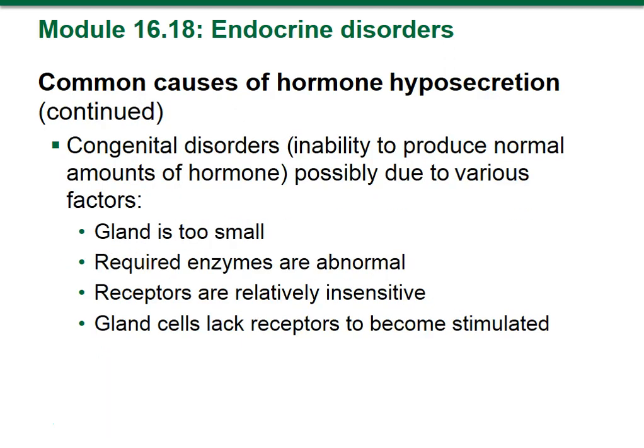Then there can be congenital disorders. You don't produce normal amounts of the hormone. This can be caused by the gland being too small, the enzyme that's involved being abnormal, the receptors being insensitive, the gland cells not having receptors to even become stimulated.